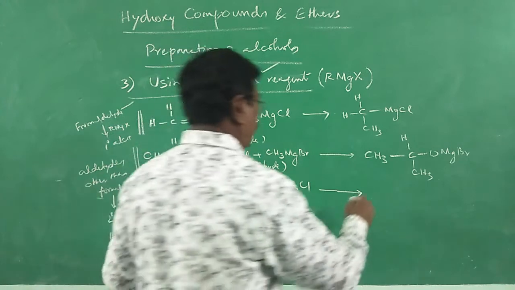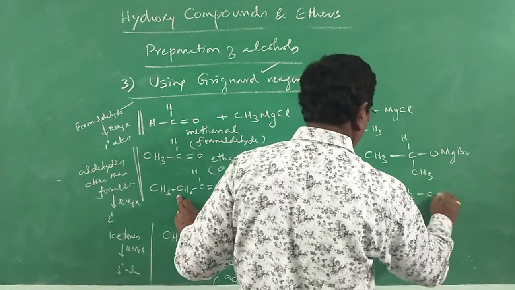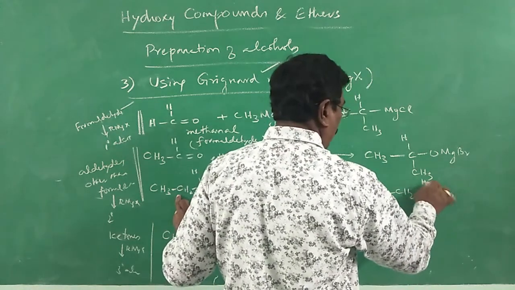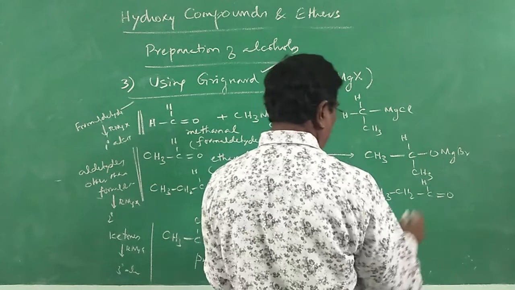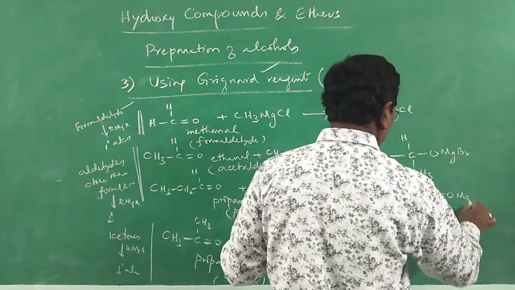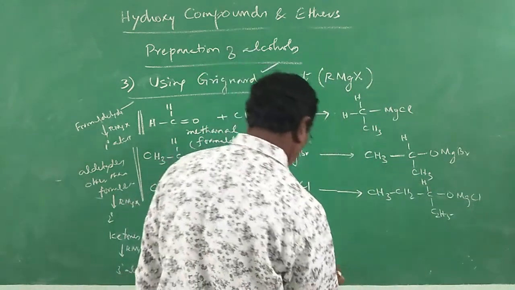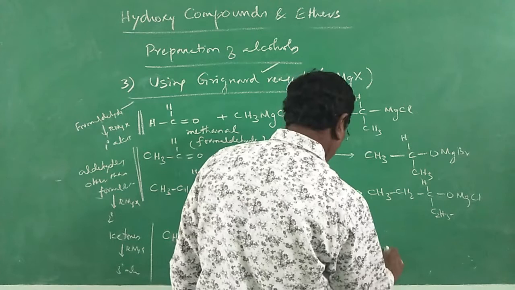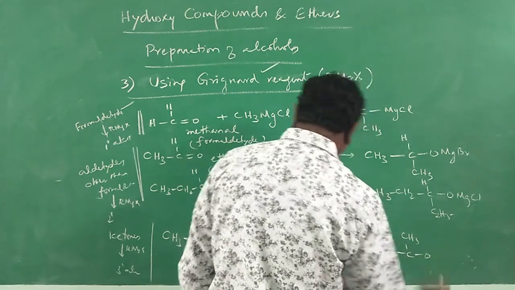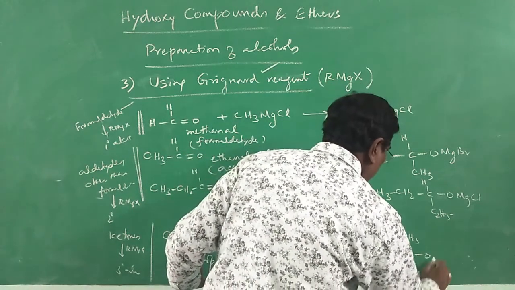What is happening? CH3CH2C double bond O, propanal. Now, across the double bond, with the carbon goes ethyl, here we have taken ethyl, therefore ethyl here, MgCl with the oxygen, the double bond will become a single bond. Next one, CH3, CH3, the double bond becomes a single bond, with the carbon methyl, with the oxygen MgCl.